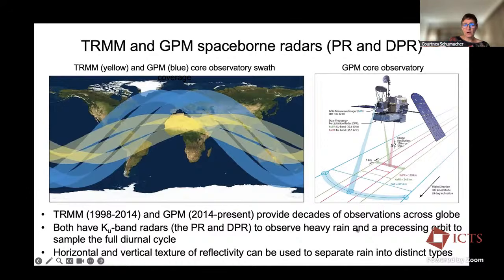They have a precessing orbit, so they observe the full diurnal cycle. With time, it takes a while to sample that. And those are the frequencies. And again, it can get you the vertical structure and the horizontal structure to help us define the rain into different types. And we can get this near globally. We have higher latitude range with GPM, but the tropics and subtropics with TRMM in the yellow.